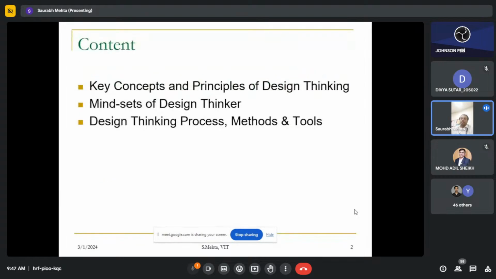So we may begin. What basically am I going to cover in this session? As I said, a few important key concepts and principles of design thinking. As a designer, and I'm sure many of you will go into product design or R&D or any other profession, design is an integral part of any profession, right? So what should be the mindset of any design thinker? That is what we are going to discuss. And what is the design thinking process, methods, and tools? We'll also look at some of the tools. I'm assuming that the students in this seminar are from all different branches, so it's not just related to computer science or electronics or mechanical engineering. It actually applies to each and every branch, right? So maybe we can begin.